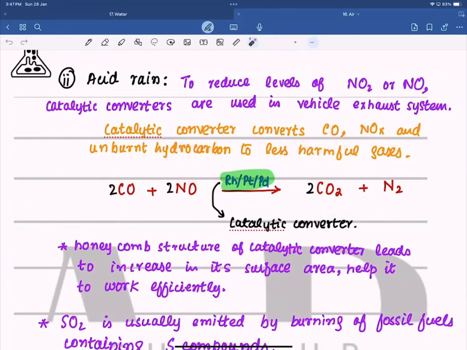Yes. Is this clear? Yes, Ammar, Aisha, Osman Ghani, and Khatija. Yes, Manahil, clear? Yes. Okay.